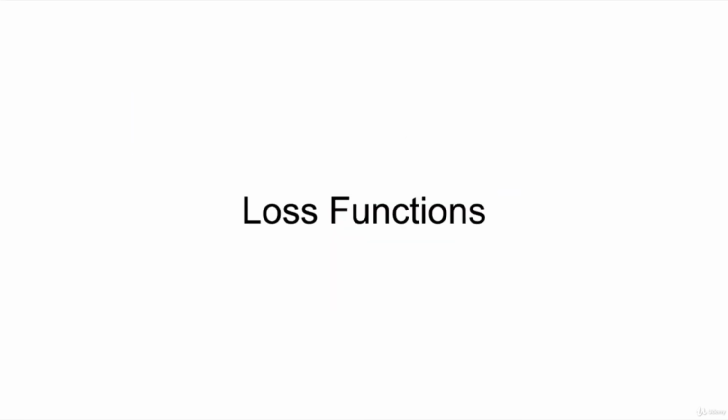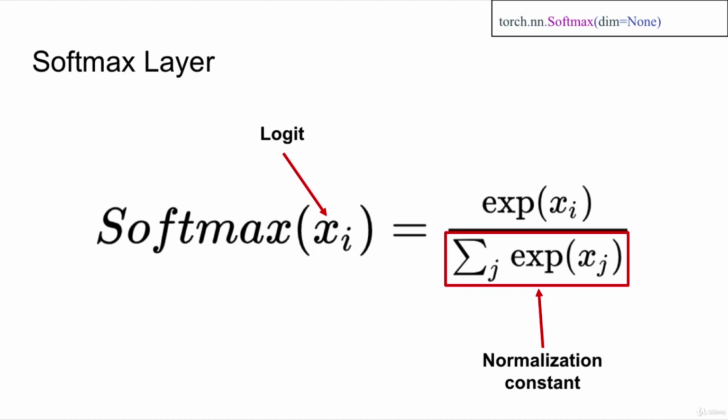Let us talk about the softmax layer and loss functions in detail. The first thing we are going to consider is the softmax layer. This layer is widely used in classification and it's just transforming logits to probabilities. You can look at it as a normalization.